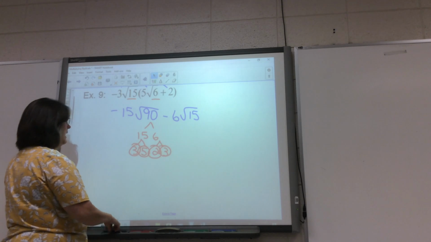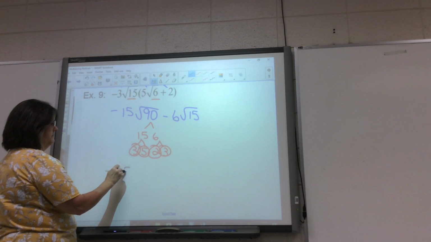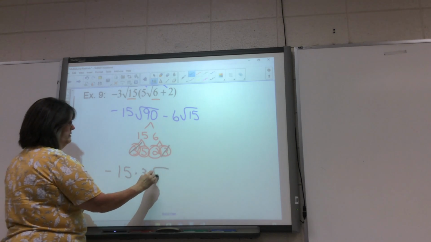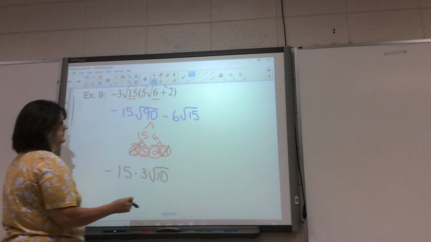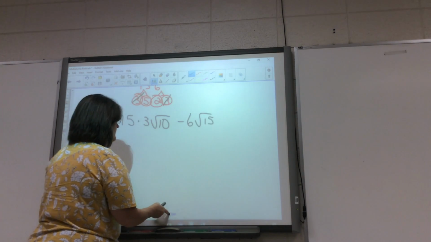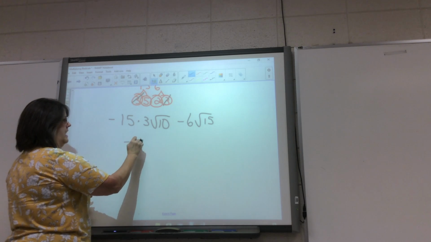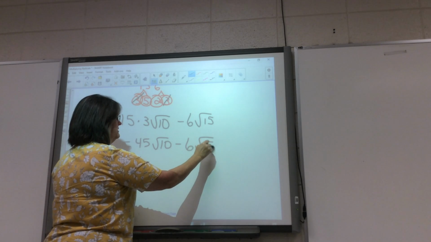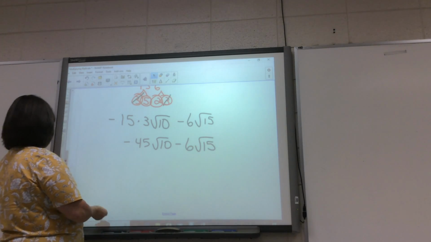Okay. I've got 15, so negative 15 times 3 on the square root of 10. 5 times 2 is 10. Minus 6 square roots of 15. This is negative 45 square roots of 10 minus 6 square roots of 15.